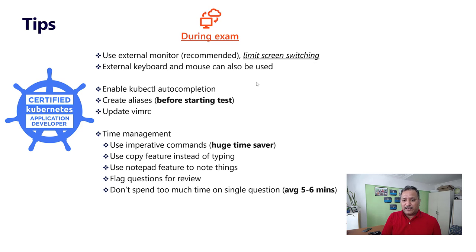Then coming back to the flag questions. The last two tips related to time management are related to this. There are 17 questions in the test, and compared to CKA, where I found that many of the questions were quite straightforward, in CKAD the questions are lengthy, and on average, you will have at least 2 to 3 tasks to create per question. So you have to complete more than, I would say, 45 to 60 different tasks or subtasks to answer this test. And you have 2 hours to do all this. So don't spend too much time on a single question.